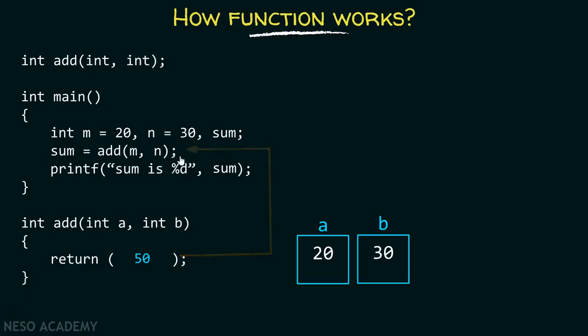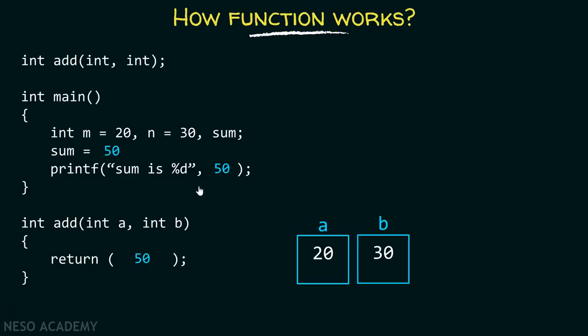This is how the flow works. The function call will get replaced by 50. Now the variable sum will contain value 50. And after that, we simply print sum is 50, right? This is just a placeholder, and this placeholder will get replaced by this value 50. So sum is 50 will get printed on the screen, right? This is the way a function works.